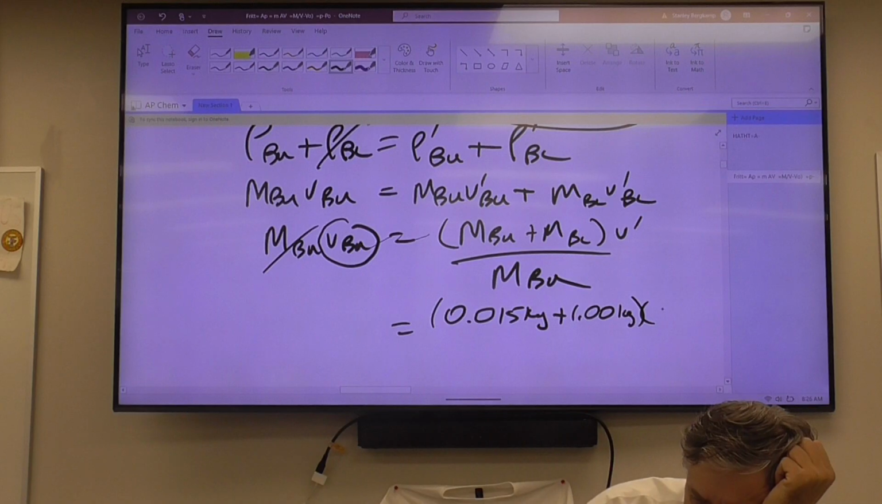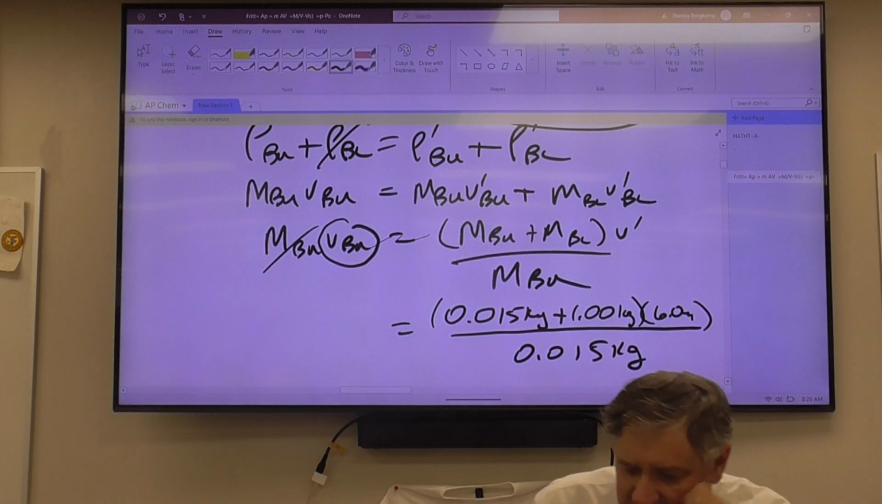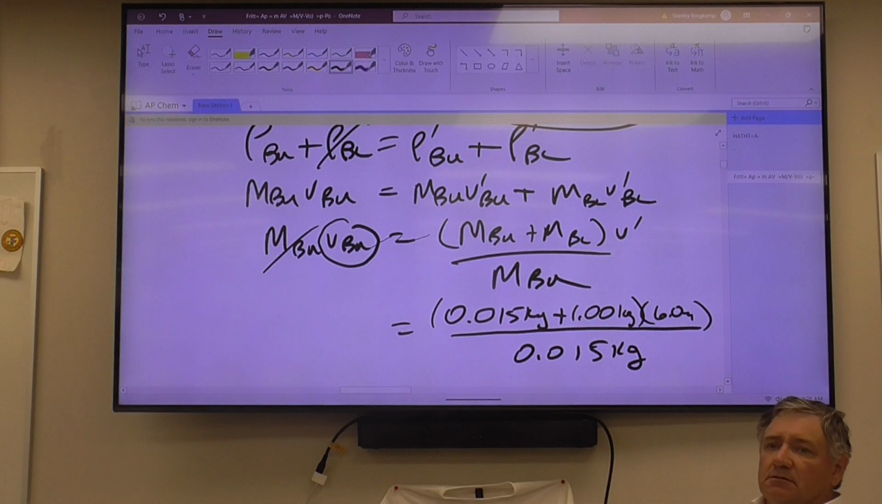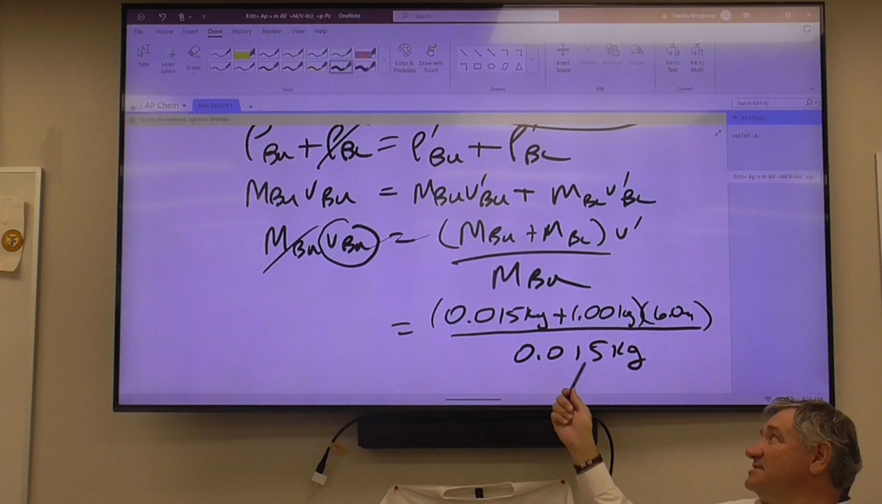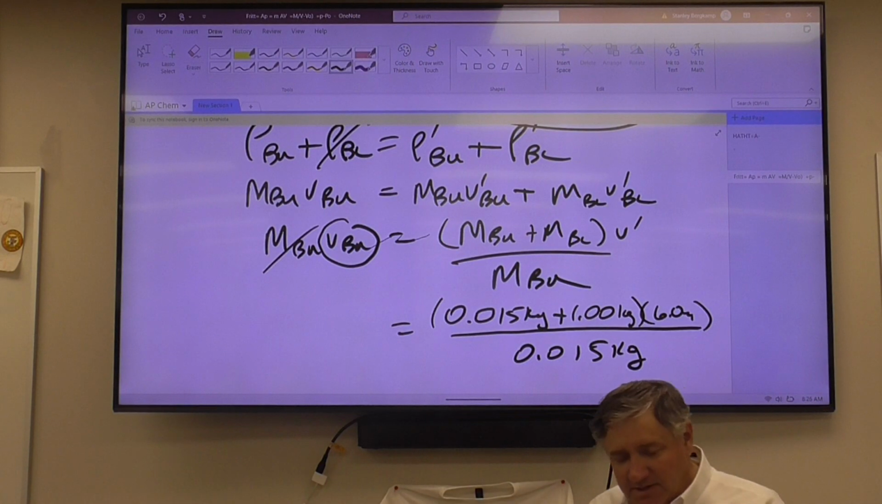The velocity of the system is 6 meters per second, and then I'm going to divide by 0.015 kilogram. Now, can I just cancel these two out? No. Absolutely not. Because it's in parentheses, and we're adding these, we're not multiplying. So don't get clever.